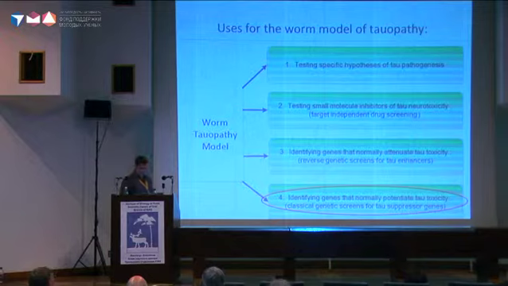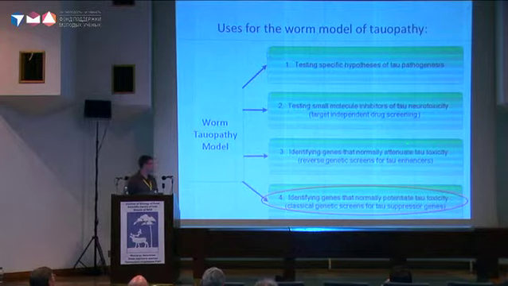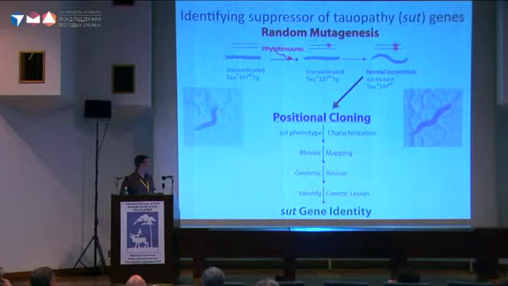So there's a bunch of things one can do with models like this. Rick obviously outlined a bunch of them. You test specific hypotheses, screen for drugs, do reverse genetic screens for modifiers, and I'm going to spend the rest of the time talking about a forward genetic screen. And thankfully, Robert and Sean have both talked about cloning genes in C. elegans by a mapping and cloning approach, so I don't have to spend a lot of time there.